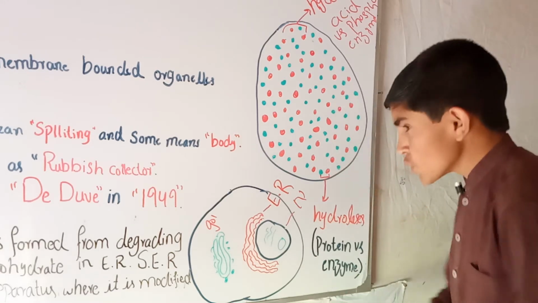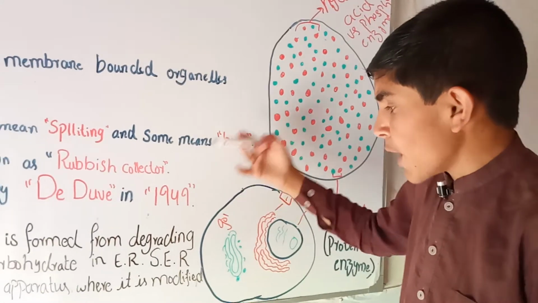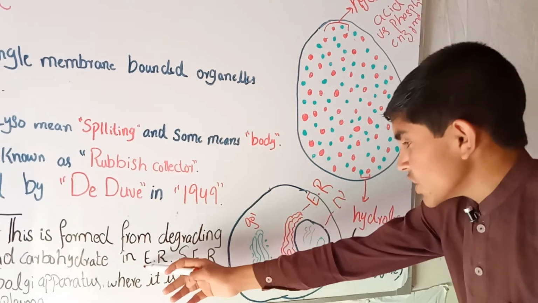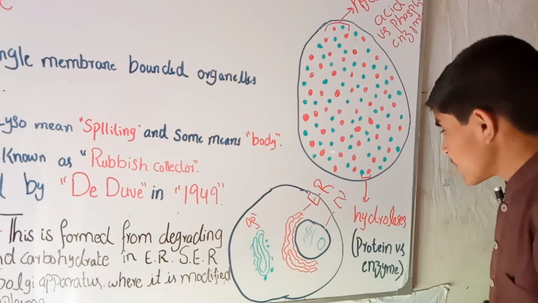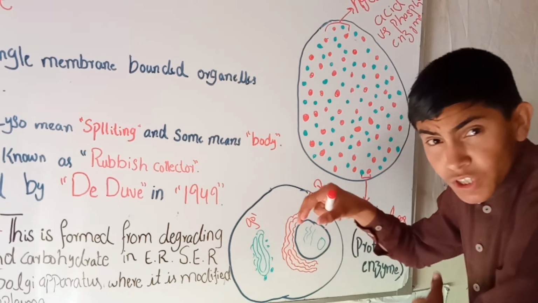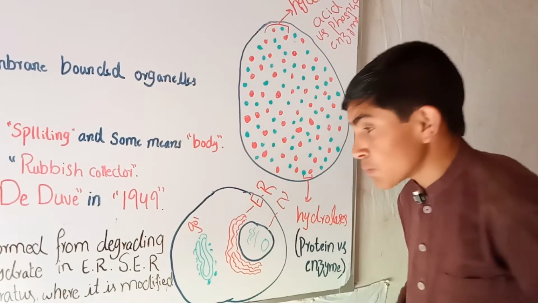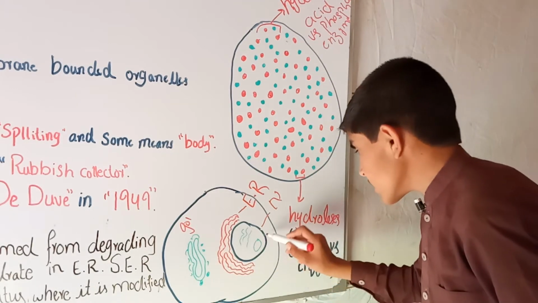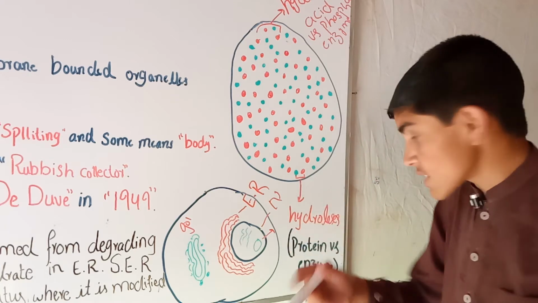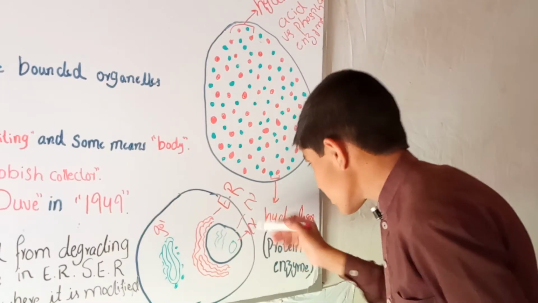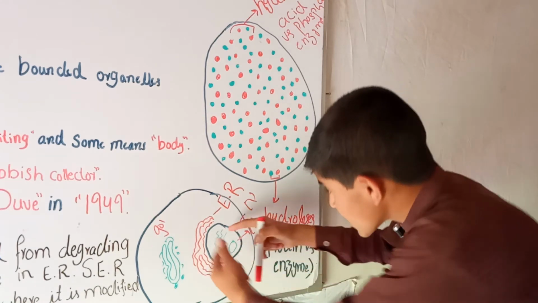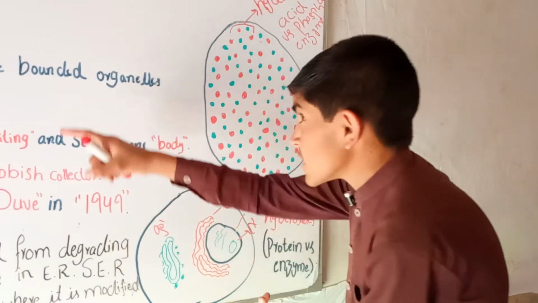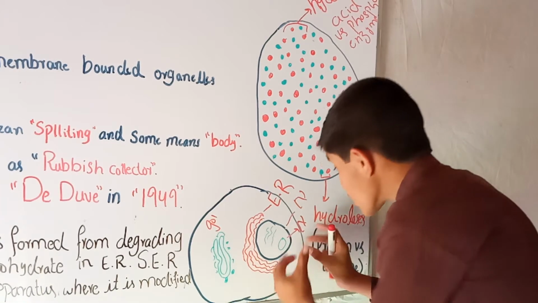Okay, so actually the lysosome is formed from the degrading of lipid, protein and carbohydrate in the ER. Okay, so students, ribosomes are actually found on the endoplasmic reticulum. They are actually formed in the nucleolus, which is found inside the nucleus. This is called the nucleolus. This is the nucleus, but this is the nucleolus. So in the nucleolus, the ribosome is formed, not the lysosome. It is ribosome, I'm talking about ribosome. So the ribosome is formed.